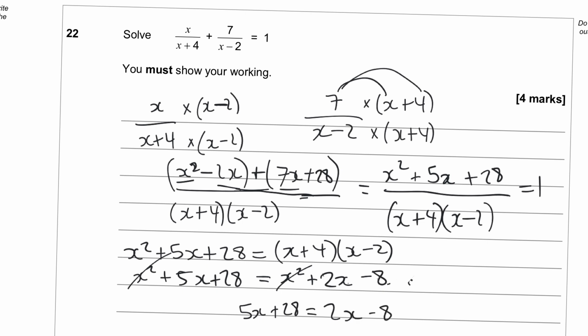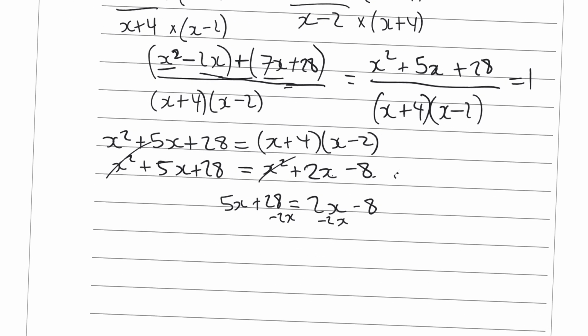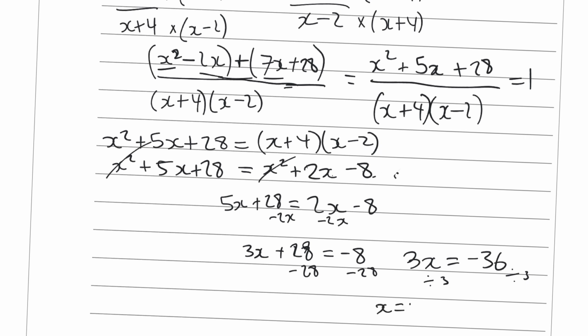Collect all the x's together, collect all the numbers together. So if we take away 2x from both sides, that would leave us with 3x plus 28 is equal to minus 8. Then if we take away 28 from both sides, we would be left with 3x is equal to minus 36. Divide both sides by 3, and we would be left with x is equal to minus 12.